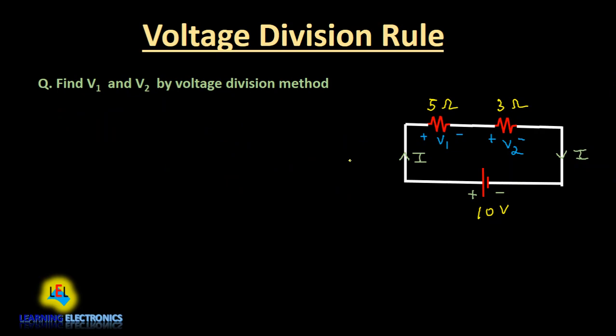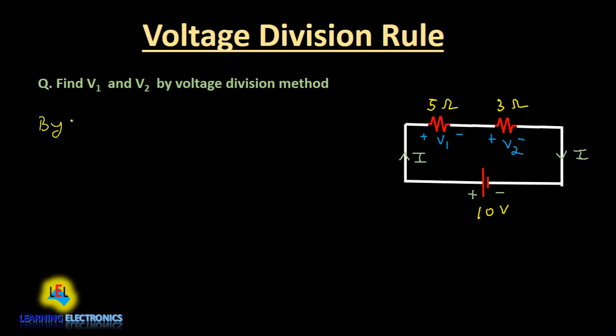Now let us take one example. I have taken two resistances, that is 5 ohm and 3 ohm, in series with each other. Let the voltage across 5 ohm be V1 and the voltage across 3 ohm be V2, and here the total voltage is 10 volt and the current we have taken is I. The question is: find V1 and V2 by the voltage division method.